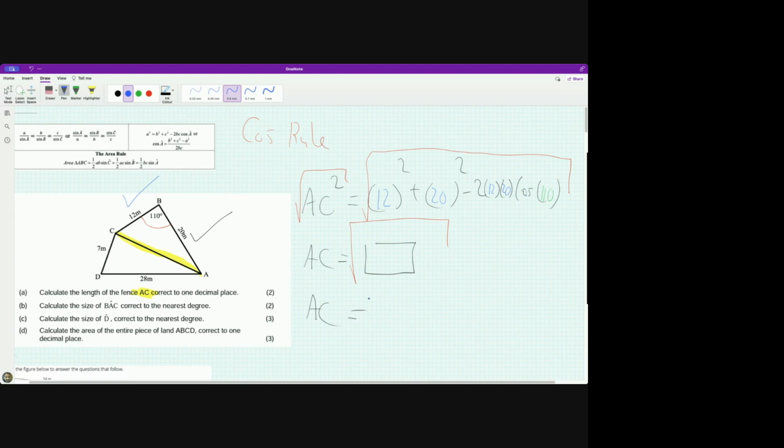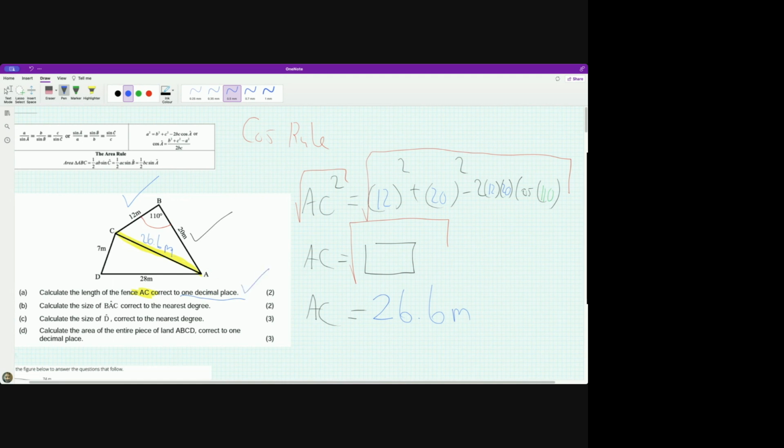Okay, give me a thumbs up if you agree. I get 26.61, but it says to 1 decimal place, so this is going to be 26.6 meters. Obviously, Mtanda agrees with me. Fantastic. Okay, so we've got this yellow one here.